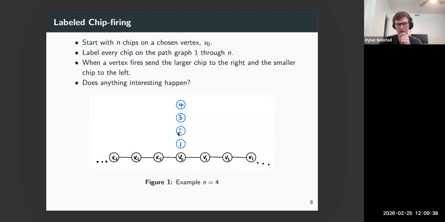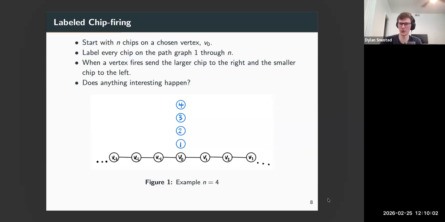So in this specific firing example, if I chose to fire one and two, one would go to V minus one and two would go to V1 here. And now the question is, okay, we've destroyed global confluence because now our chips have labels. But maybe something nice will still happen that we can prove, right? That's the thought process going into this.